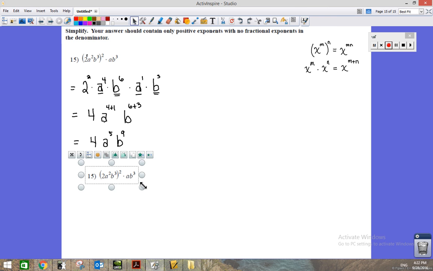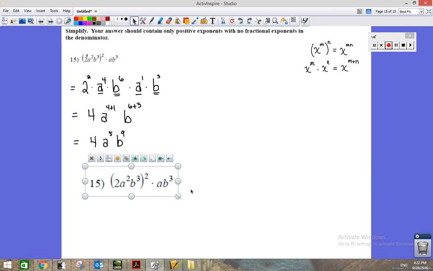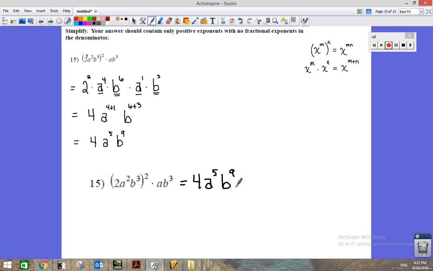They asked me to simplify this expression, and we have. It simplifies to 4 times a to the 5th power times b to the 9th power. And that's our final answer. So I hope this helps.